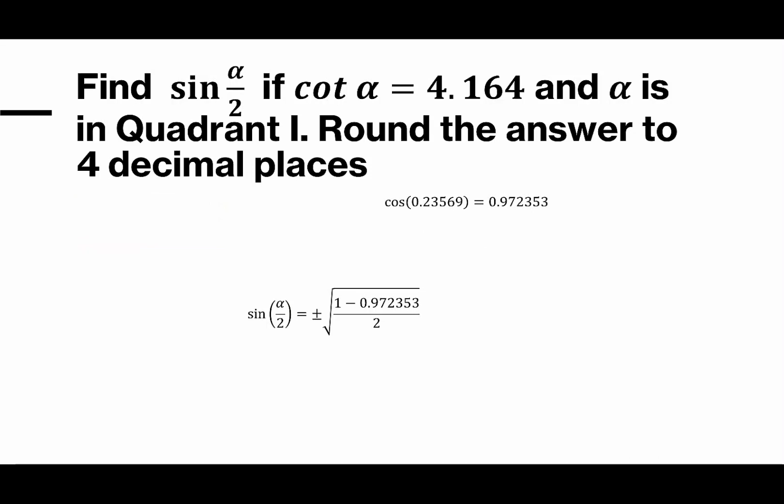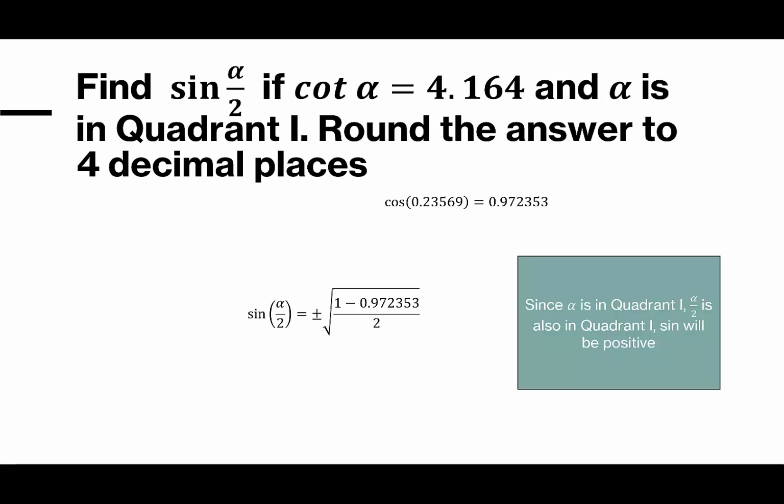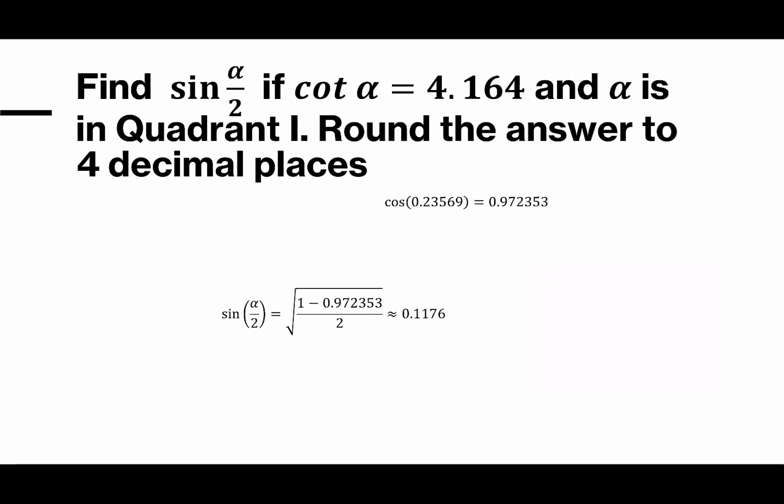Plugging that in, I have sine of alpha over 2 is plus or minus the square root of 1 minus 0.972353 over 2. Since alpha is in quadrant 1, alpha over 2 is also going to be in quadrant 1. This says sine will be positive. Let's go back to Desmos so I can show you how to find our final solution.